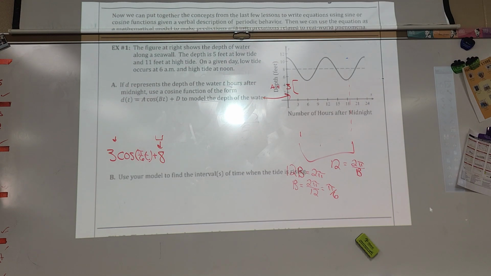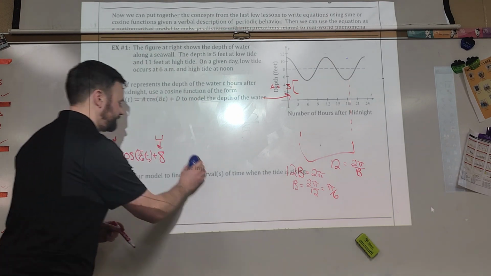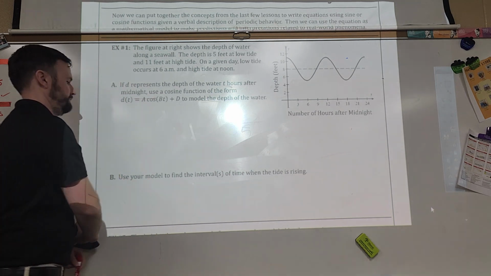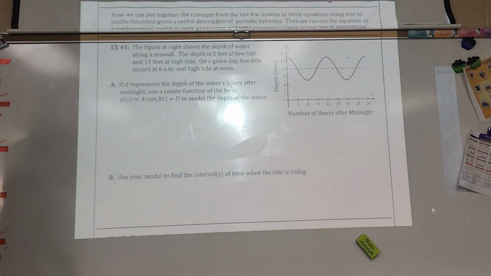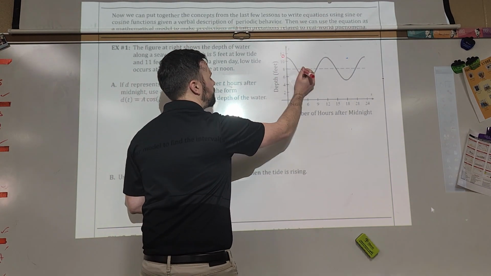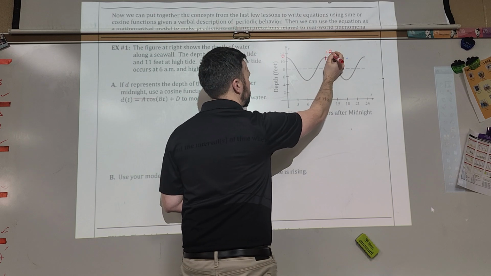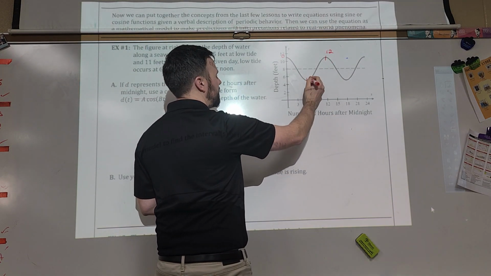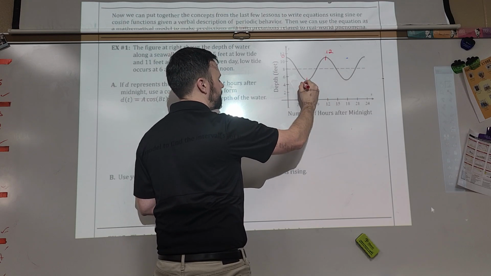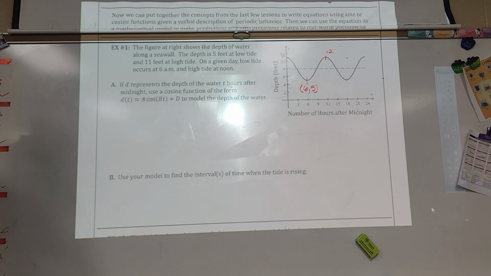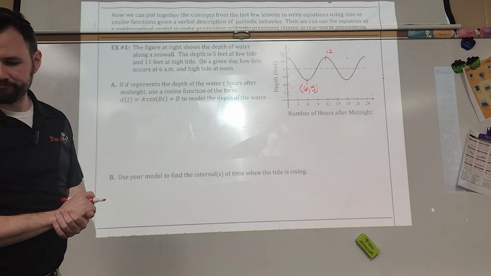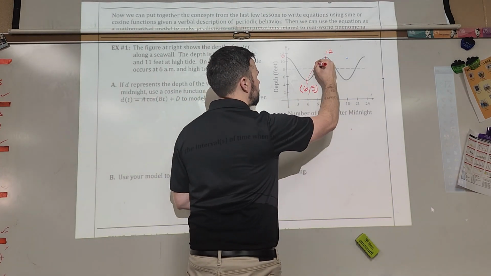So based on my model, when is the tide rising? All right, so let's use our picture graph, right? From 0 to 12 is my period, right? So that means where's my min going to be? At 6 comma 5, right? Do you all agree on that? So when am I rising? So from 6 to 12.